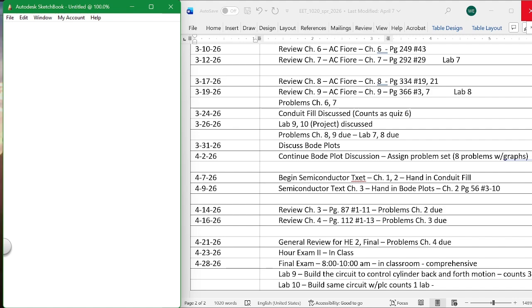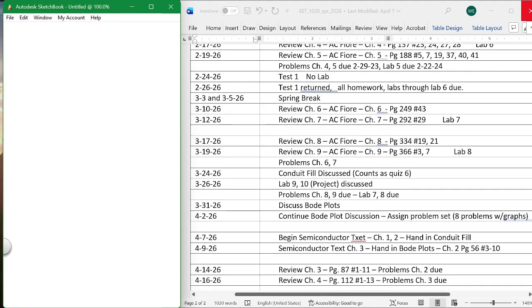I haven't written a test yet, so I don't know exactly what's going to be on it, but these are probably the problems that I'm going to camp on in these chapters. My philosophy is only one question per chapter, and it's the problem that kind of captures the essence of that chapter. You can bring 4 or 5 pages of notes, and I would just bring with you how to solve problem number 43 in chapter 6, how to solve problem number 29 in chapter 7, how to solve number 19 and 21 in chapter 8, how to solve number 3 and 7 in chapter 9.